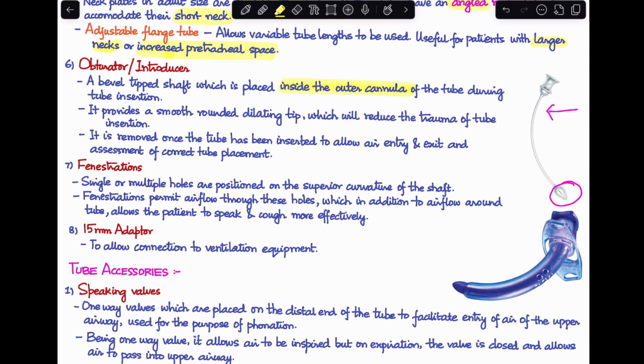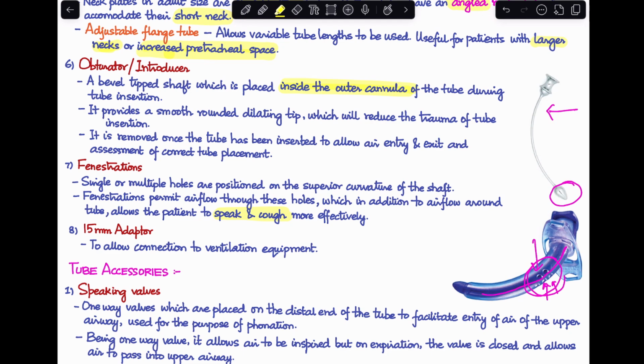Next, sometimes we even have fenestrations on the tube. If you look at the image here, we can see multiple fenestrations. There can be a single fenestration or there can be multiple fenestrations on the superior curvature of the shaft. This is the superior curvature of the shaft, and the purpose of the fenestration is to allow airflow through these holes so that there is some airflow around the tube happening, and as a result, this will allow the patient to speak and cough more effectively. So, if we want the patient to be able to speak, in that case, the fenestrated tubes are preferred.